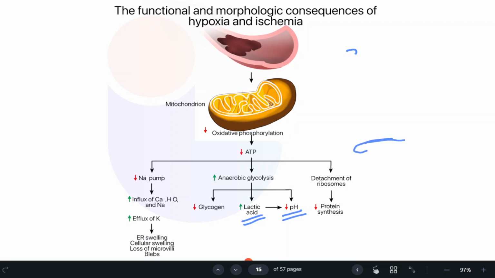And we know that there is rough endoplasmic reticulum, that is endoplasmic reticulum with attached ribosomes. When there is a decline of ATP, these ribosomes can get dissociated from the rough endoplasmic reticulum. This dissociation of ribosomes from the rough endoplasmic reticulum can cause decreased protein synthesis.